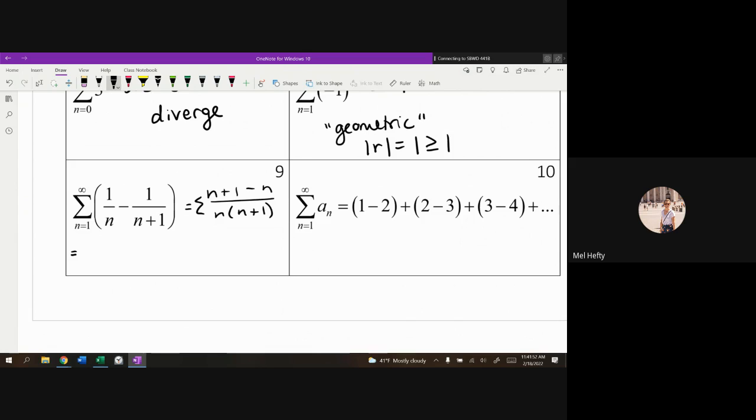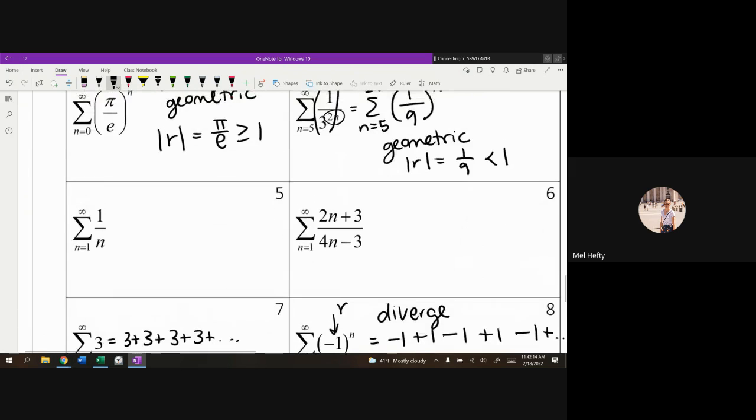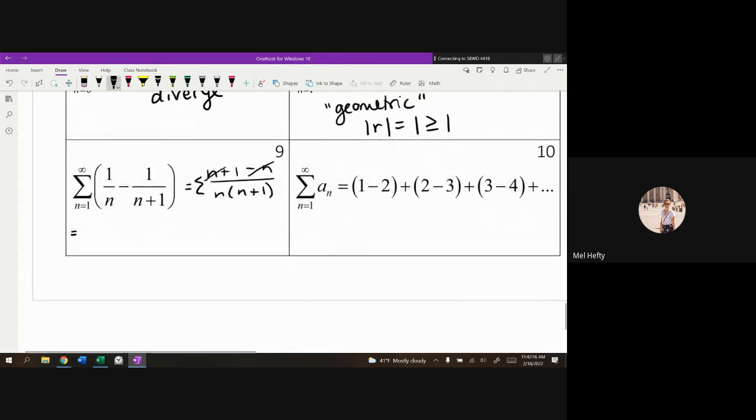For number 9, did anyone list out some terms instead of trying to simplify it? I figured out that the 1 over n plus 1 is always going to be smaller. Okay, so it's always subtracting a smaller number. Okay, that's fair. We'll look at that one later. Oh, just made a common denominator, so multiply this one by n plus 1 over n plus 1, and this one by n over n.